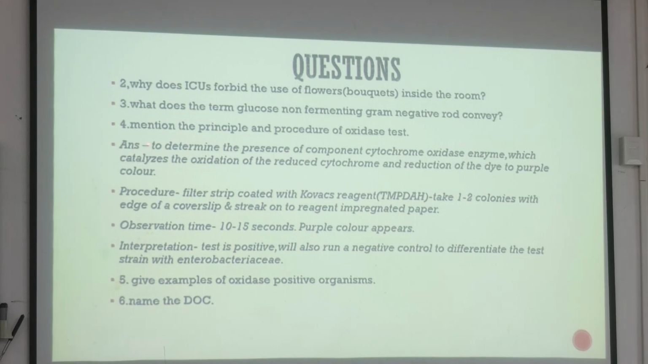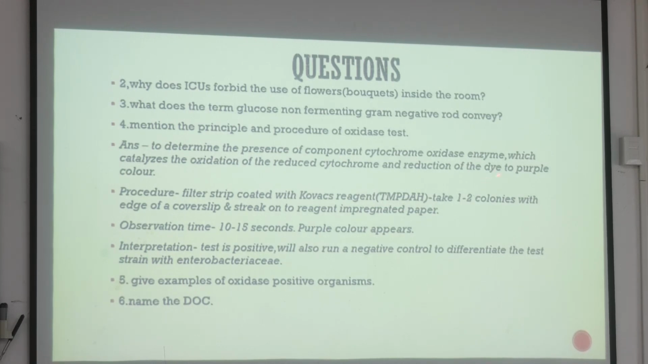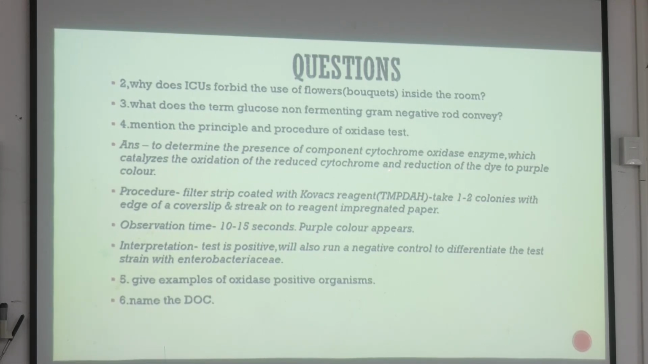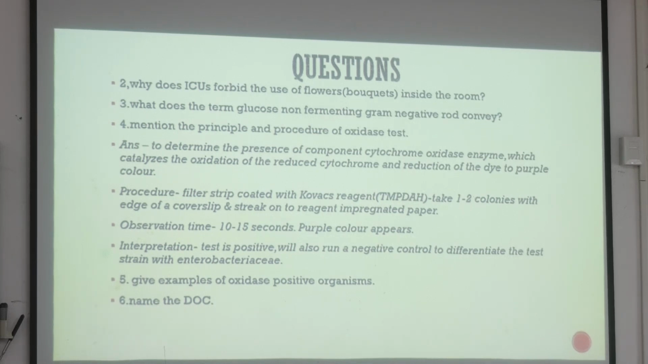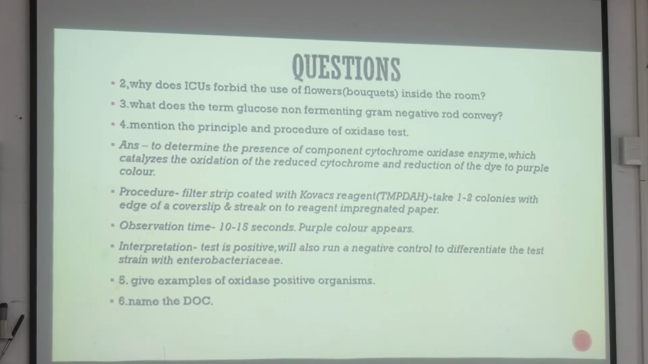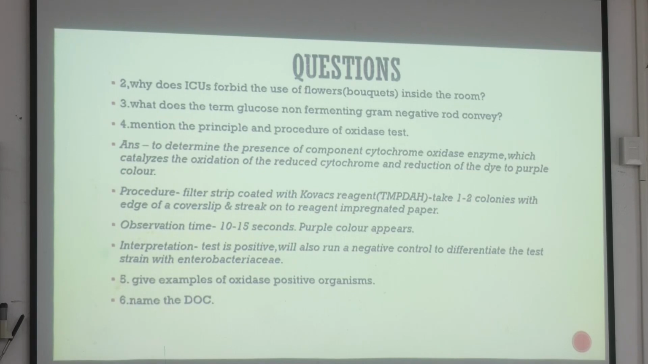How do we have to write this answer? This is the principle: to determine the presence of the component cytochrome oxidase enzyme, which catalyzes the oxidation of the reduced cytochrome and reduction of the dye to purple color. This is the principle of this oxidase test. We will ask this in the oral table as well as in the practical test, and this is the typical answer you have to produce at that time.